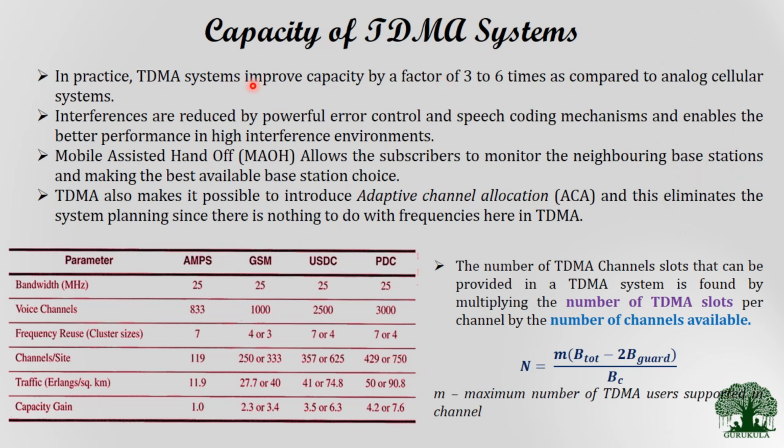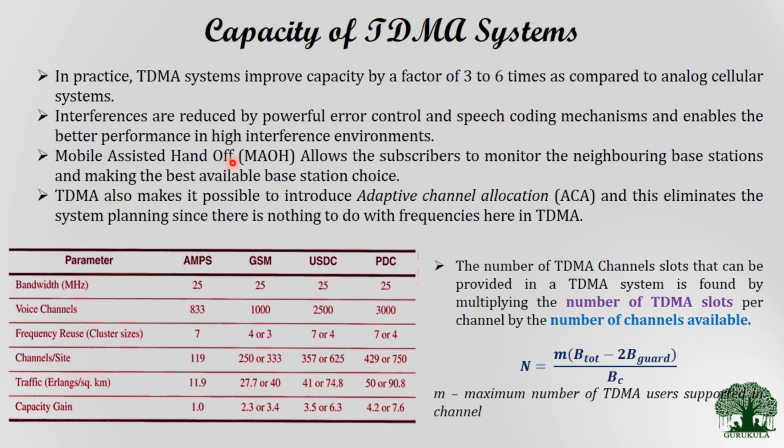So when we note down, now coming to the capacity of TDMA system. In practice, TDMA system improves the capacity by a factor of 3 to 6 times as compared to FDMA system, that is analog cellular systems. Interference is reduced by powerful error control mechanisms and speech coding mechanisms, which enables better performance in a higher interference environment. So in TDMA systems, we incorporate powerful error control and speech coding mechanisms to bring up the performance of TDMA systems.